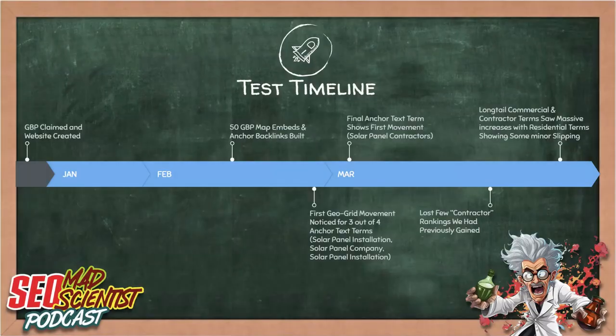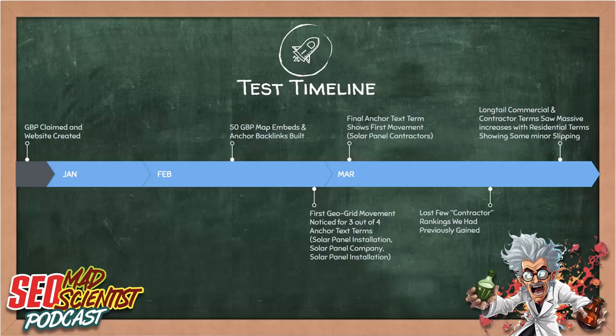So as we started the test, as we said before, we created and claimed the GBP on the website earlier last year. The 50 GBP map embeds and anchor backlinks were built mid-February, about February 15th. I believe they were all built, and we saw the first initial GeoGrid movement on 3 of the 4 anchor texts that we had linked to the GBP CID.